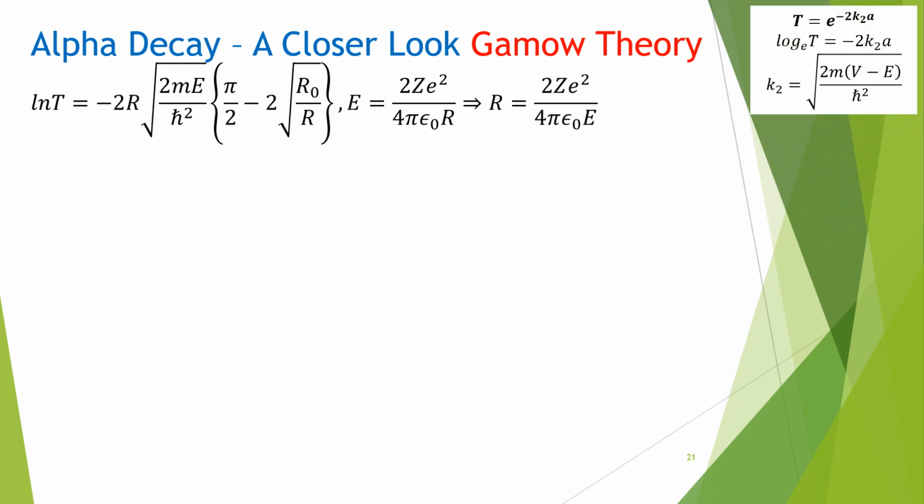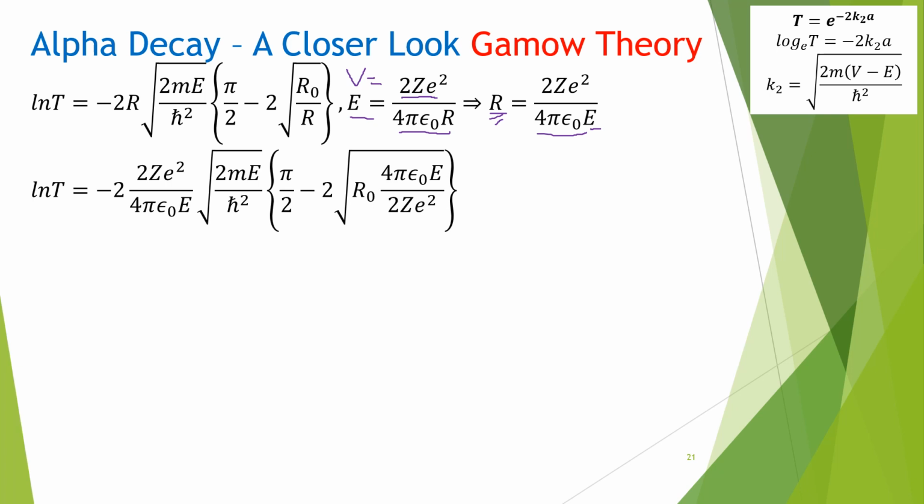Now we are going to make final substitutions. So here E is equal to this, E is equal to potential V, which we have already discussed, twice Z E square upon 4 pi epsilon 0 capital R, and this can be rearranged in terms of R as twice Z E square upon 4 pi epsilon 0 E. So we have interchanged the role of E and R, and we can substitute back the value of R here, which is actually 1 upon R. So it will be 4 pi epsilon 0 E upon twice Z E square. The rest of the equation remains the same.